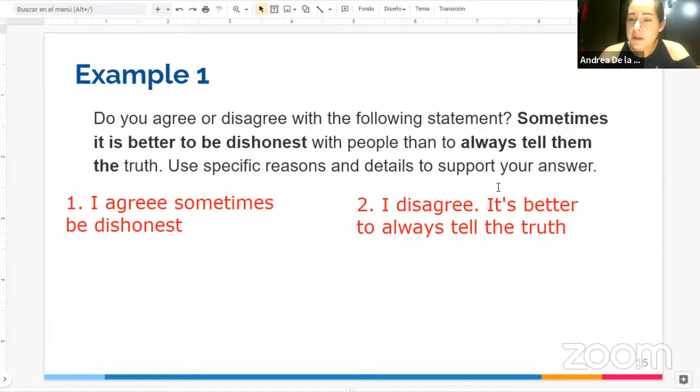Now, after you have identified your options, of course, you need to choose one option. And since we're doing an outline first, if we don't feel that that is a good option, we're going to go for the other. Because remember, this isn't about what you actually think. So the way that you're going to choose the option is, what do you think is easier to write about? Do you think it's easier to justify that it's better to be dishonest? Or do you think it's easier to justify that it's better to always tell the truth? What do you feel would be easier for you to justify in your essay? Which option should we choose? What do you guys think? One or two?